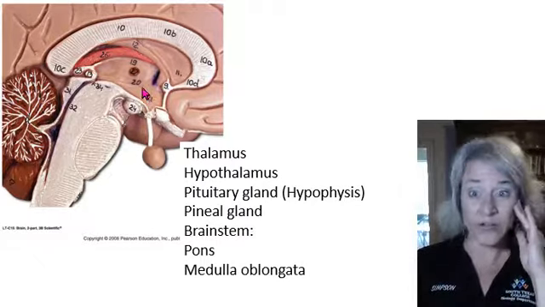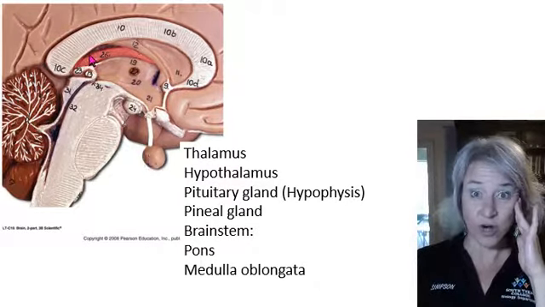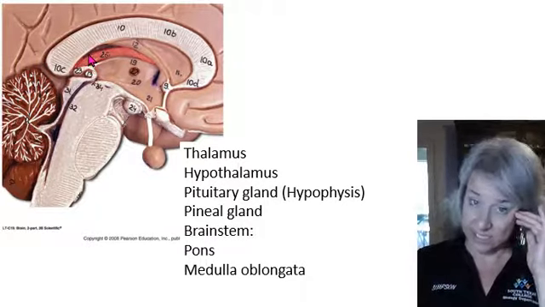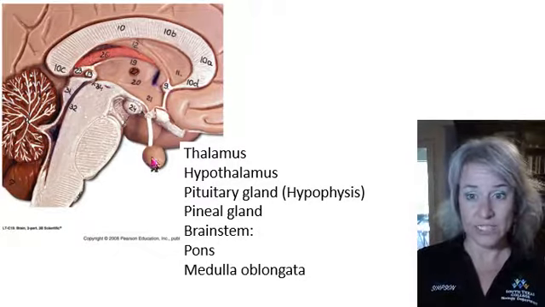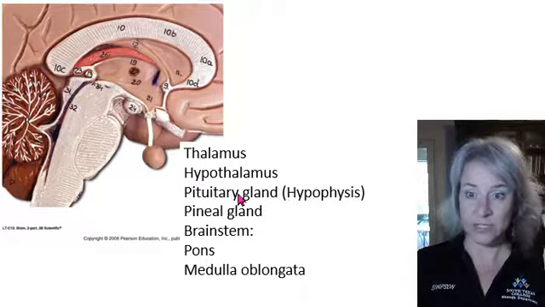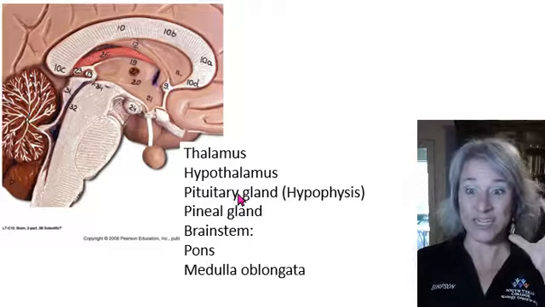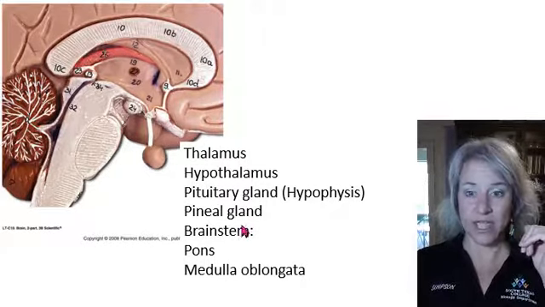Now, while we are in the brain, I need to introduce you to these two glands. These two glands are part of the endocrine system, but we'll just go ahead and learn them right now. Okay, so this gland, the pituitary gland, also known as the hypophysis, is the master endocrine gland. It's sitting right here. And in the back, behind our thalamus, is the pineal gland. We will talk about that more in a minute.